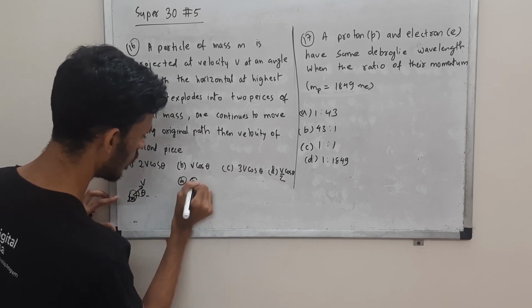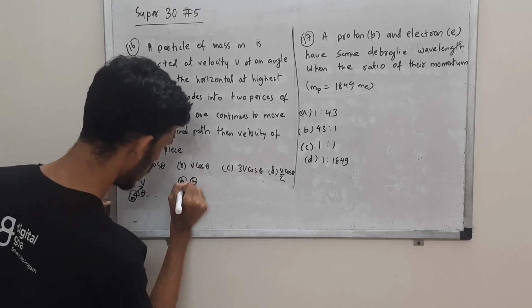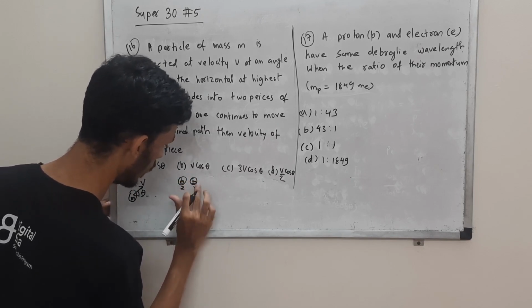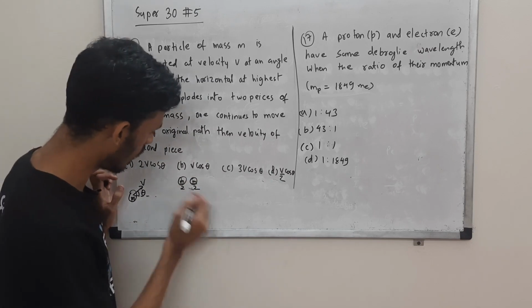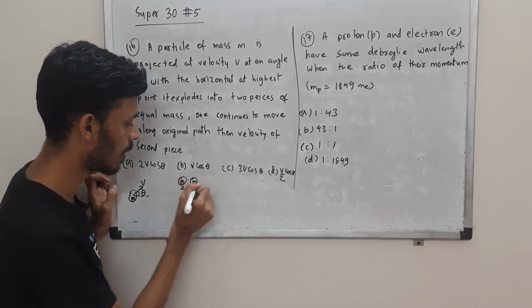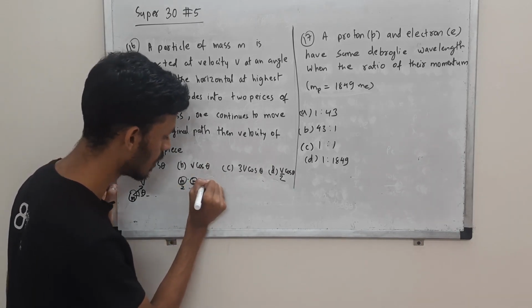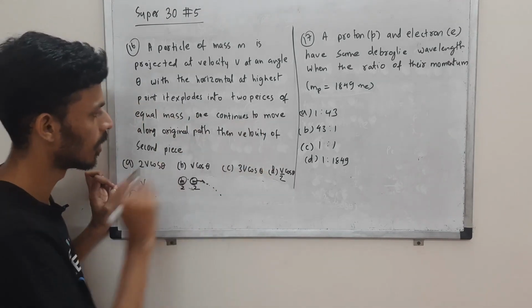Okay, and this will be m and m, or if you're getting confused because it's mentioned in the question, we'll take it as m by 2 and m by 2. You can also do it the other way, which I was trying, but anyways. So m splits into m by 2 and m by 2 at the highest point of its projectile motion. This m by 2 continues with the same velocity and completes the trajectory. It continues to move along the same path.